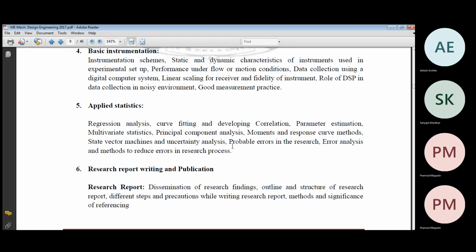Now unit number 6 is totally related to how to write a research report and how to do publications. Accordingly, we will perform the research report writing and the thesis writing for our project. These things we are going to learn this year, so that they can be implemented in your seminar as well as project stages. So this is the actual overview of research methodology.